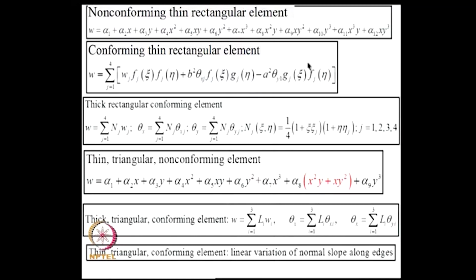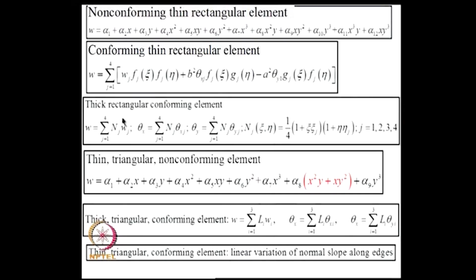So, that is one problem with this element, but as I happened to mention in the previous class, that can be eliminated by approximating dou square w by dou x dou y in terms of theta x and theta y, but if you do that, the element again becomes a non-conforming element.